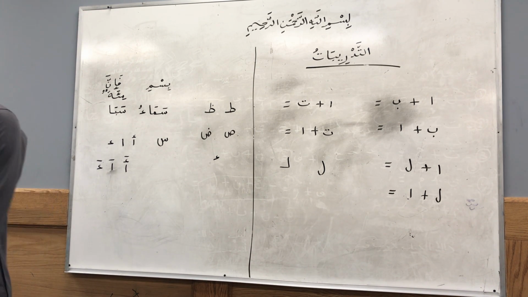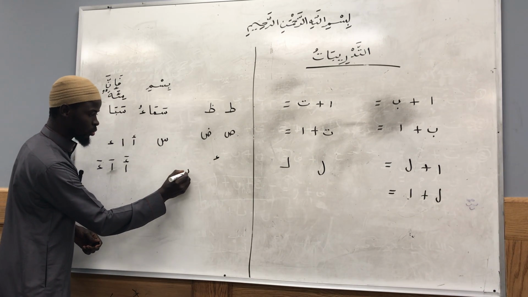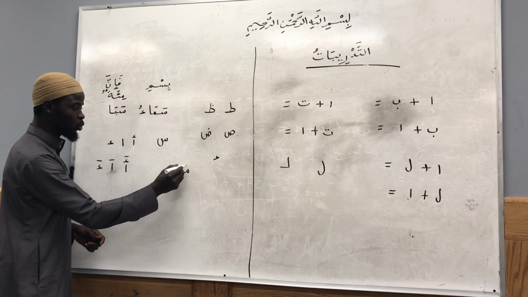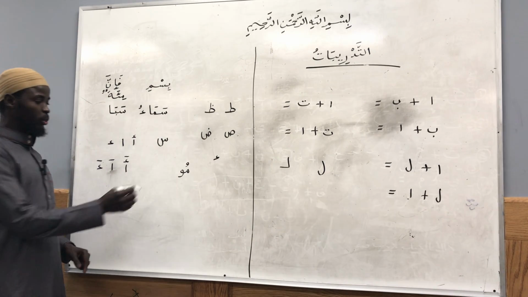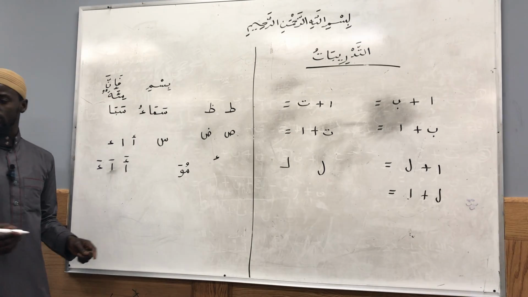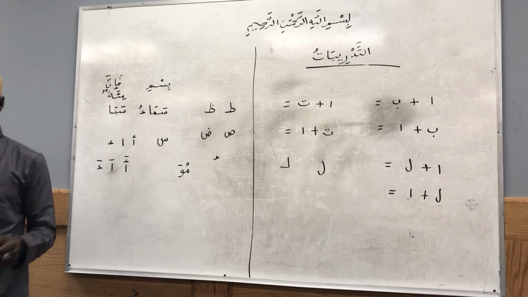فَالْمُورِيَاتِ. You see the waw after the mim? Mu. They don't put anything on this waw. If they put a vowel on it, how are you going to read it? Muwa. Yeah, okay.